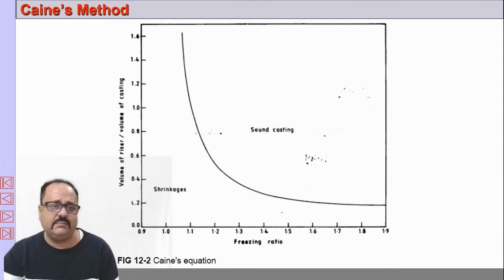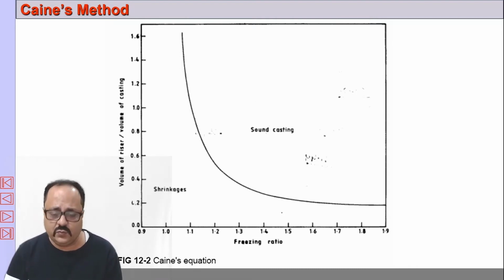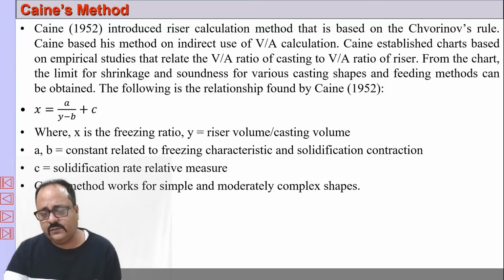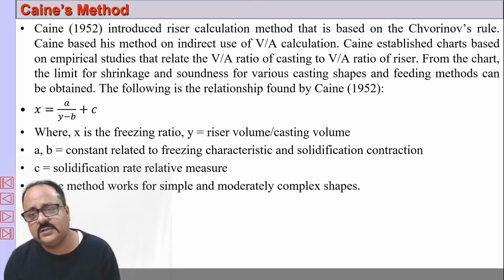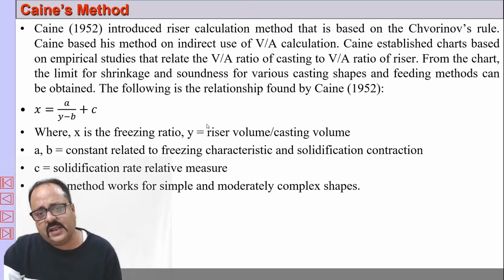Now this is not a method to design the riser. Rather, it is a method to test whether your riser design is okay or not. First, you have to design the riser dimensions and come to a conclusion on them. From those riser dimensions you calculate the riser volume, and since you know the casting volume, you can find Y.